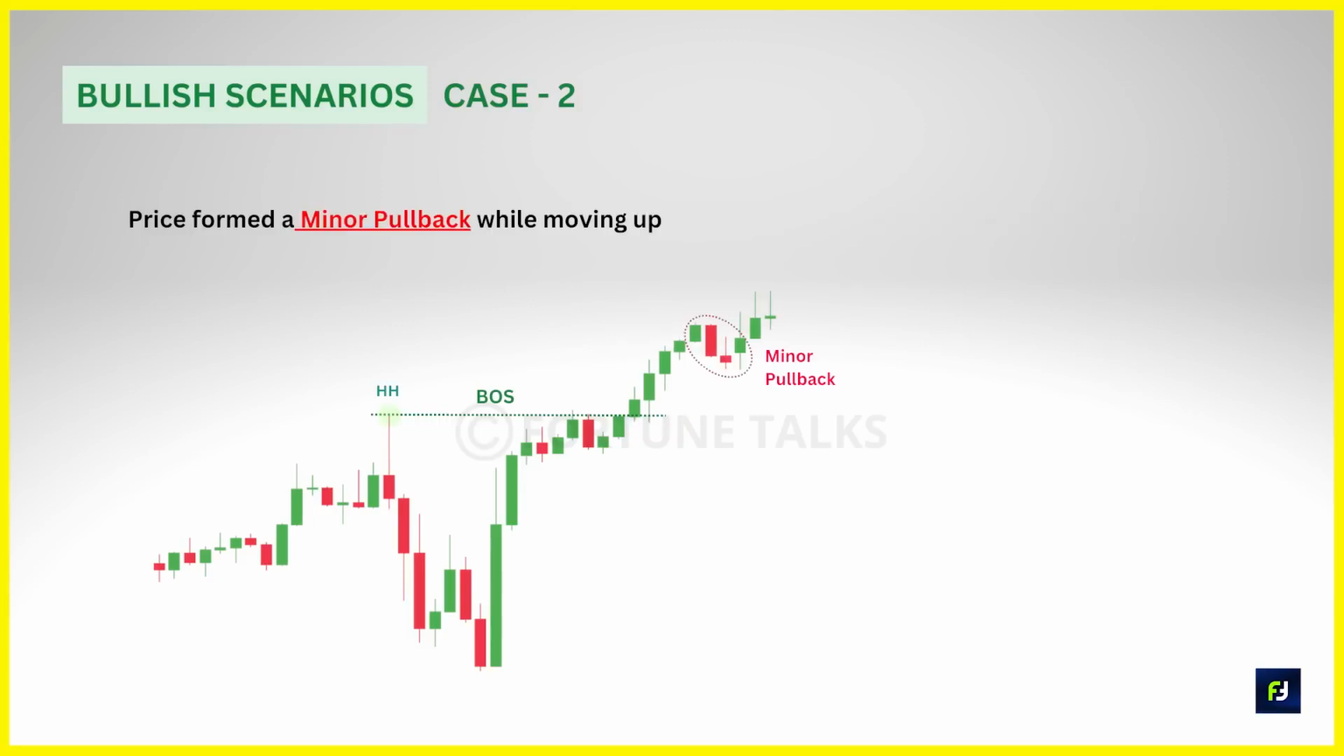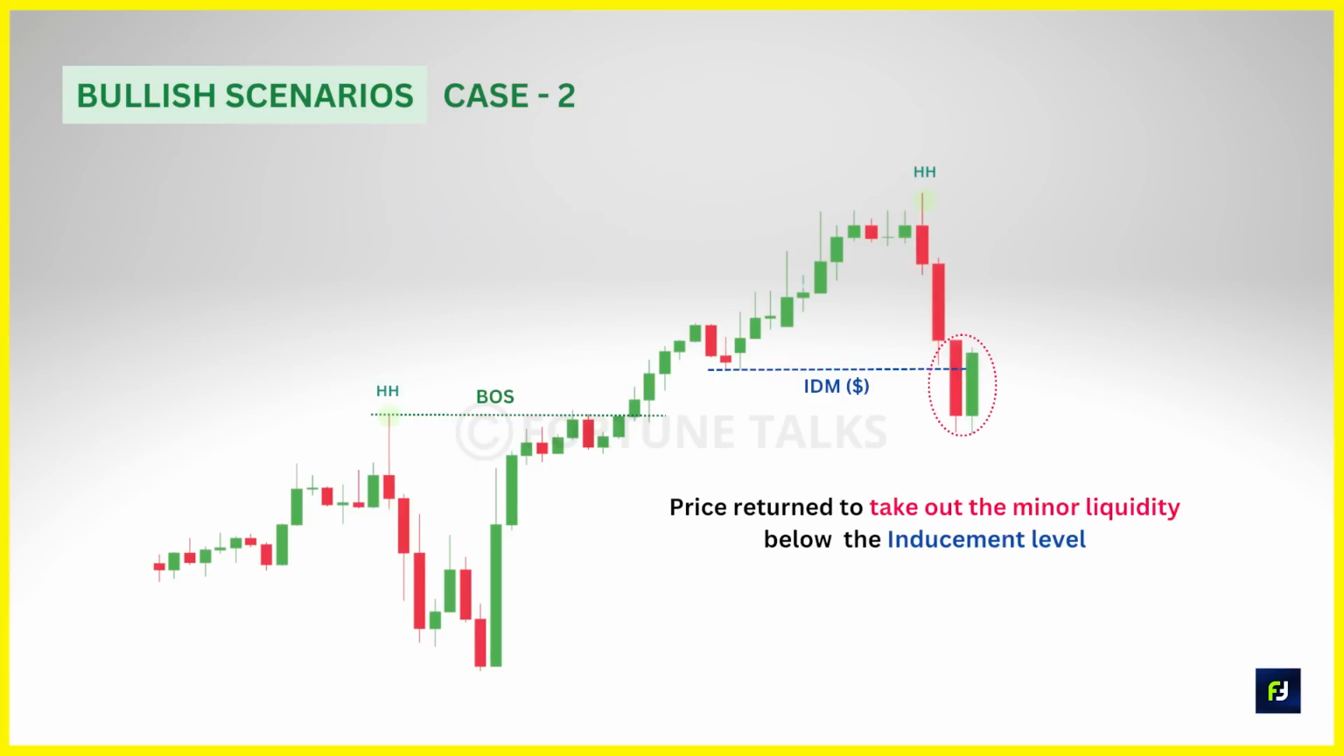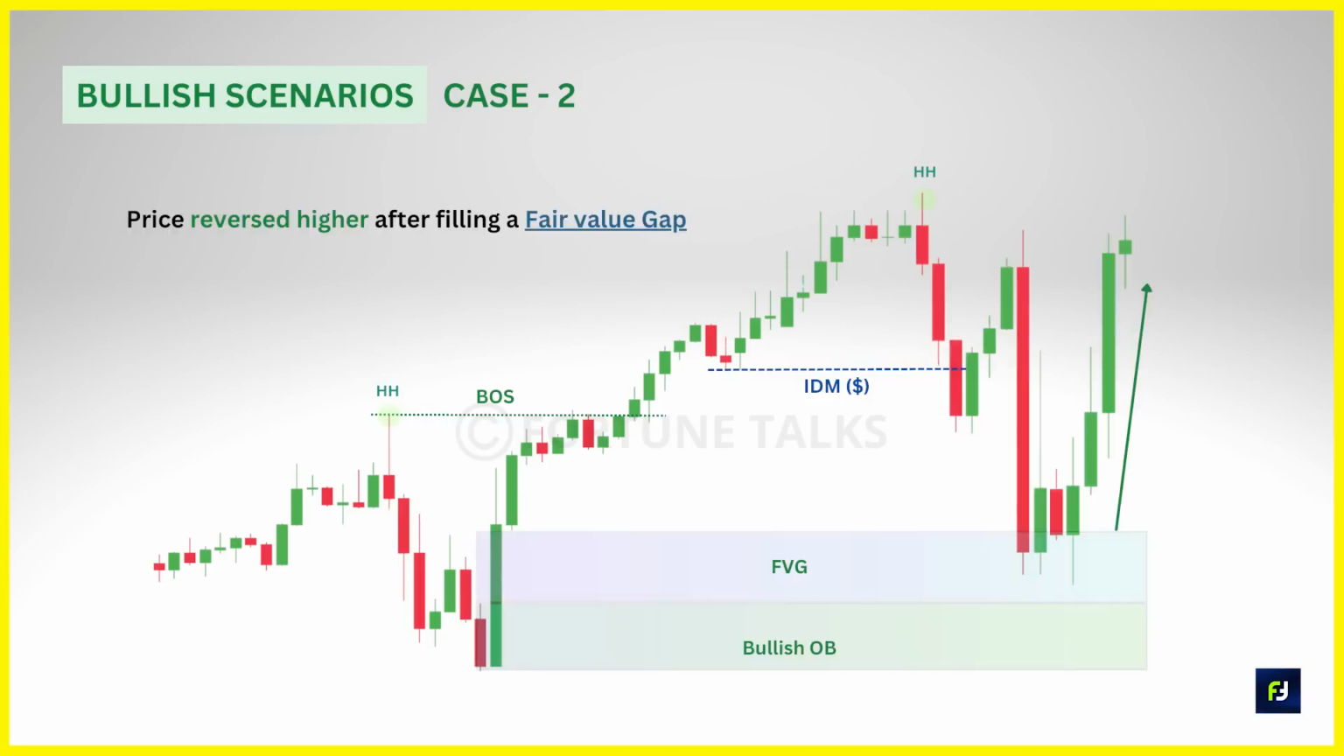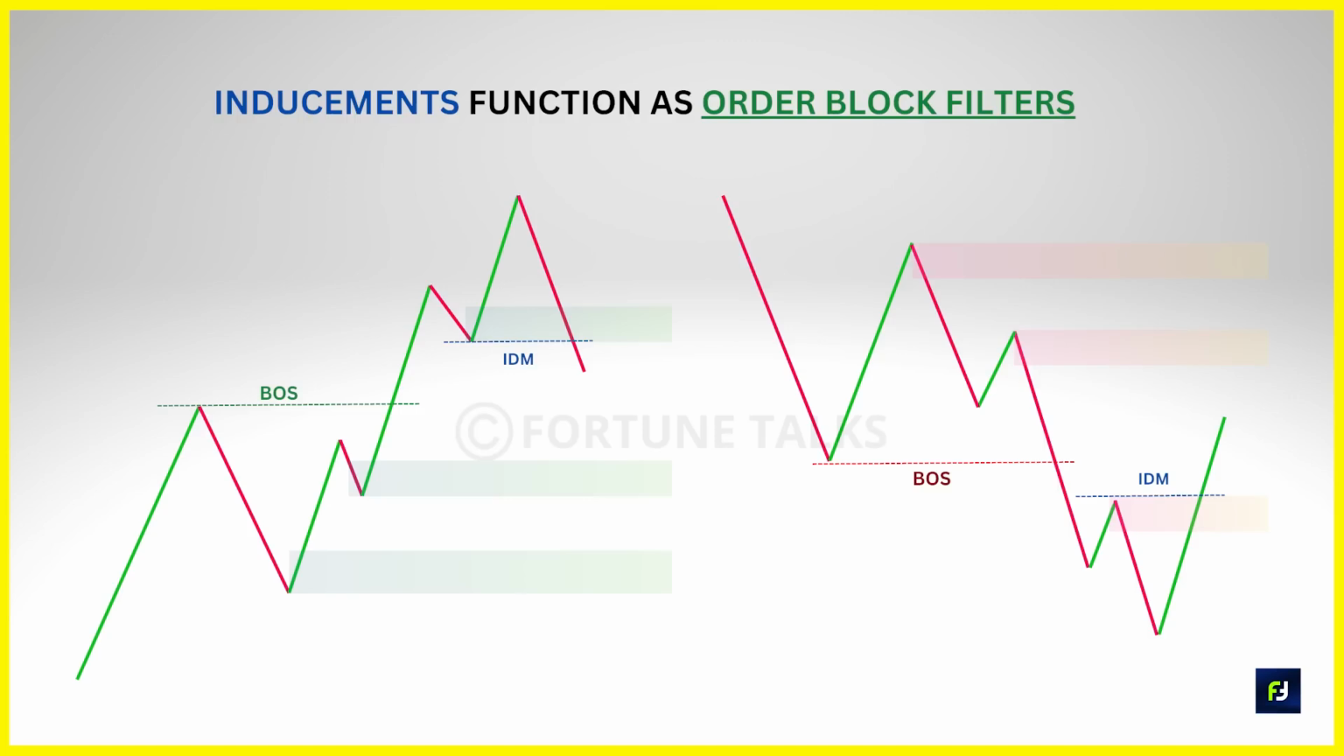Now the price moved even higher and formed a minor pullback. Now we can mark the low of this pullback using a line. This is our inducement level, which is denoted by IDM or a dollar sign. But as you can see, the price did return back to take out the liquidity below this inducement level. Keep in mind that only after the inducement is taken out should we think about taking trades from an order block or from an area of liquidity. Inducement is also used as an order block filter.